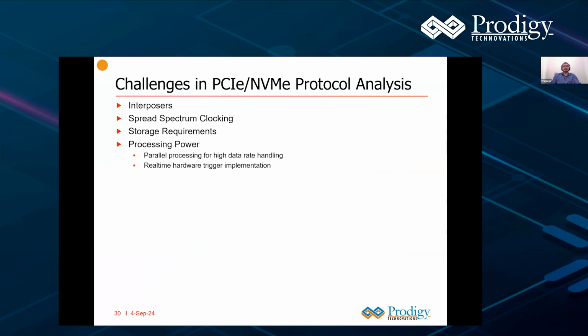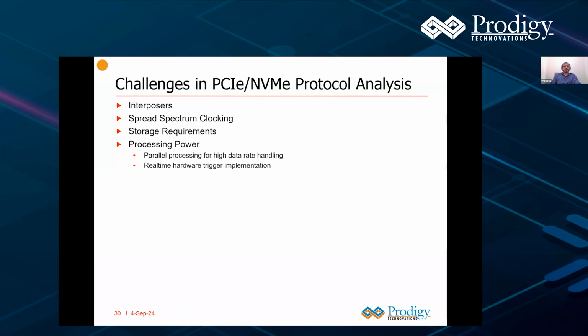Now coming to the challenges: what are the challenges in PCIe and NVMe protocol analysis? So the first thing is interposers. PCIe supports a lot of different options to connect. You have M.2, U.2, CEM, and E1.S, E3.S, E1.L, E3.L, so a lot of different kinds of connectors, and there can be multiple levels of switches in the network. Designing a proper interposer to tap the data and then get it to the PA so that the PA can decode it without any errors is one major challenge here.